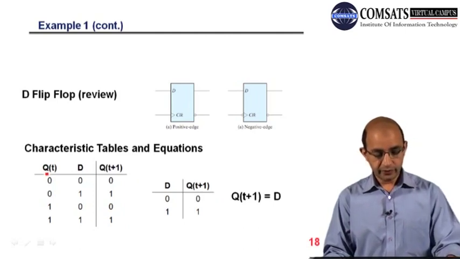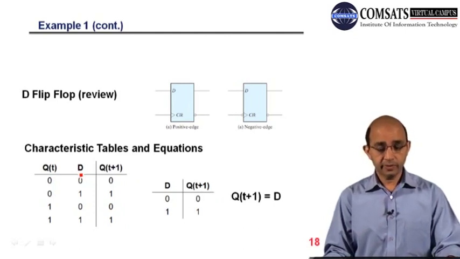So here we have mentioned the characteristic table differently, by considering the present state and the next state. T is the present state and T plus 1 is the next state. This is the characteristic equation, and this is the symbolic representation. We all know that here we have the positive edge.